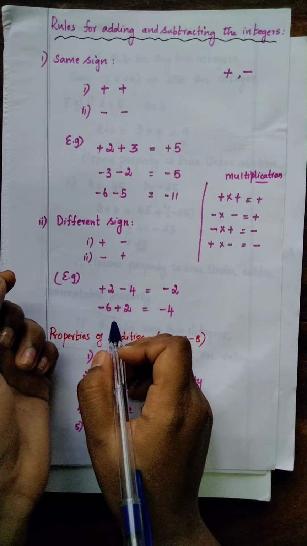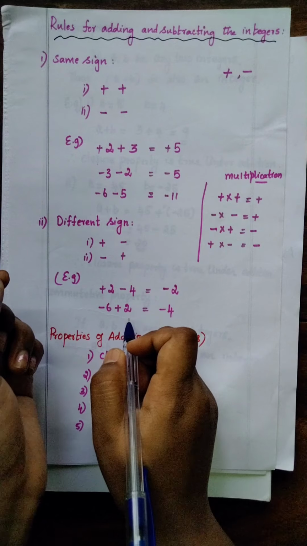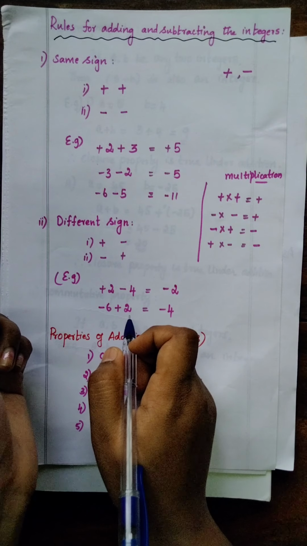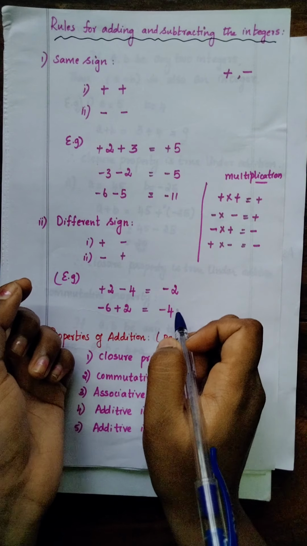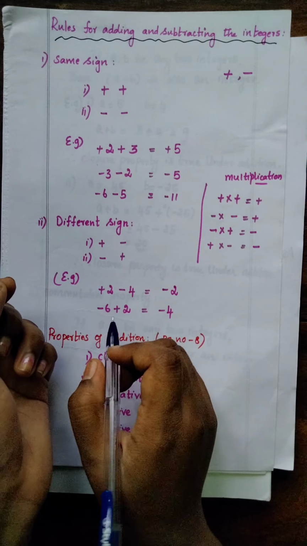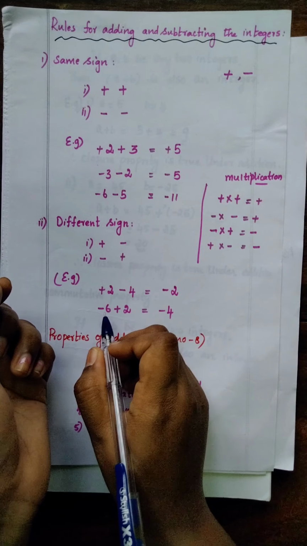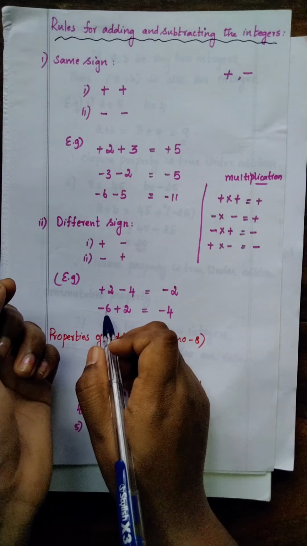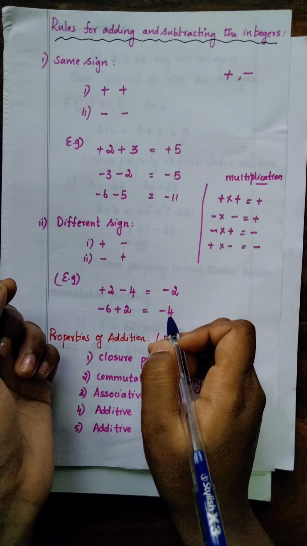See one more example: minus 6 plus 2. Here also both the numbers have different signs. So what will you do? First we need to subtract both the numbers. 6 minus 2 is 4. Then put the greater number's sign. Which is the greater number, 6 or 2? The greater number is 6, right? What is the sign for 6? The sign for 6 is minus. So our answer is minus 4.